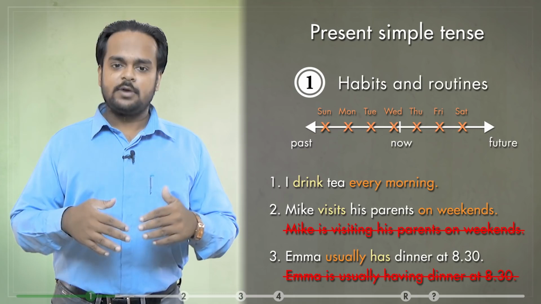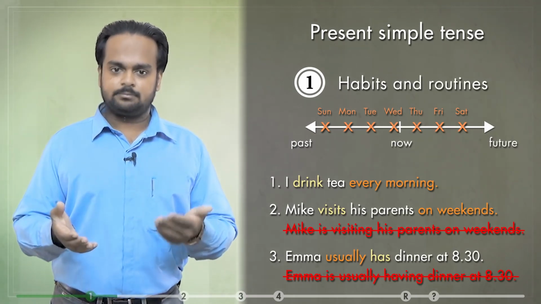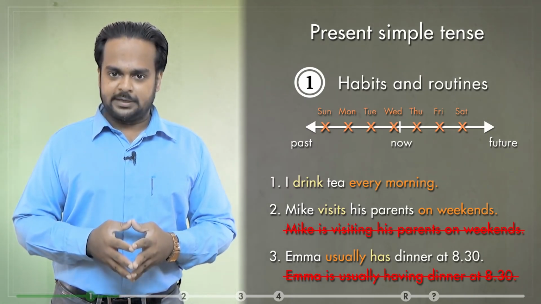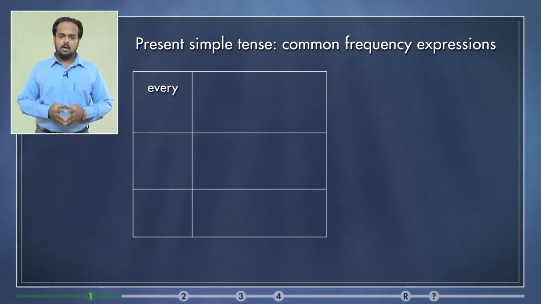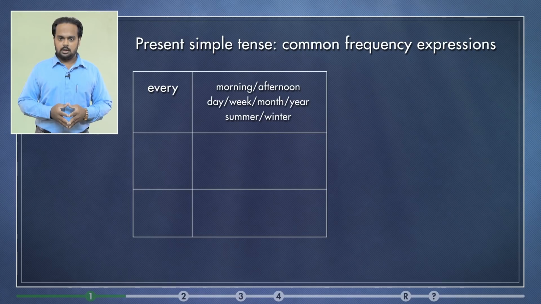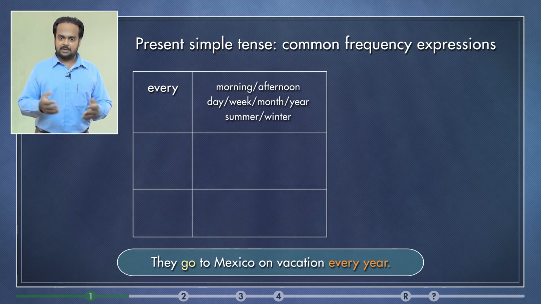Okay, I want you to notice one other thing in these examples. You can see how frequently or how often the action happens, every day, on weekends, etc. When we talk about habits or routines, we normally use these kinds of expressions. The word every, for example, is very common in phrases like every morning, afternoon, every day, week, month, etc. I said I drink tea every morning. Another example is they go to Mexico on vacation every year.